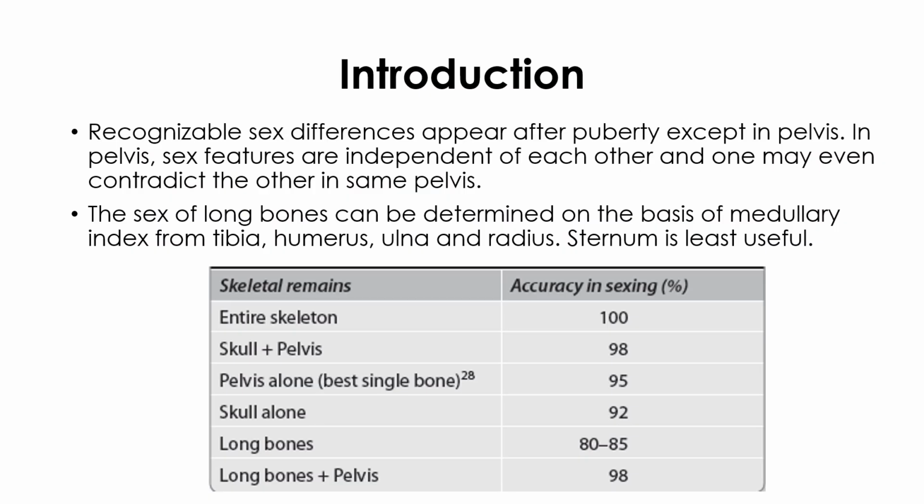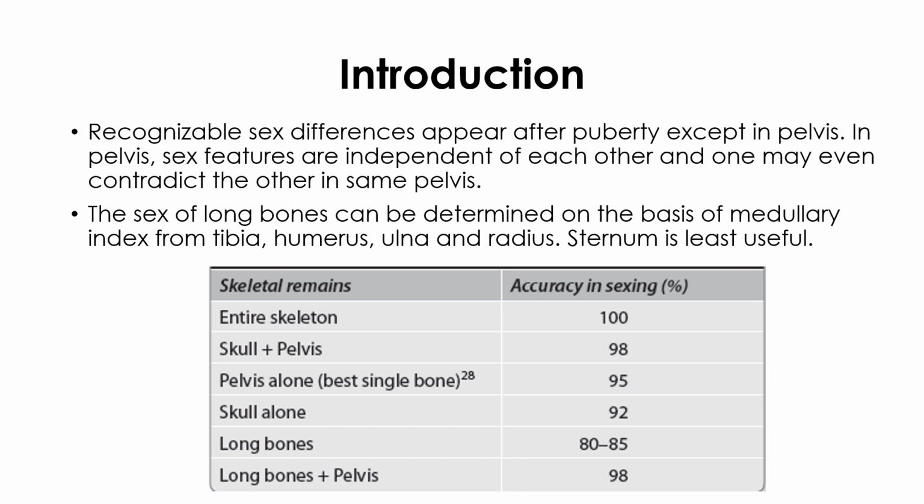Introduction. Recognizable sex differences appear after puberty except in the pelvis. That means we don't need to wait until puberty if we want to identify the sex. We can use the pelvis. In the pelvis, sex features are independent of each other and one may even contradict the other in the same pelvis. So there is a little controversy. That means there are a few differences and similarities in the pelvis, even if it is not after puberty.